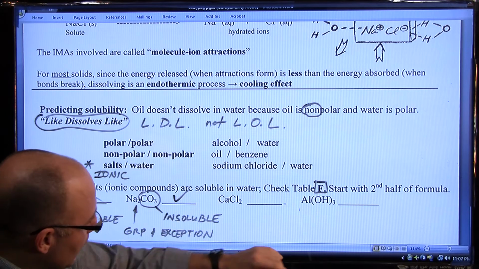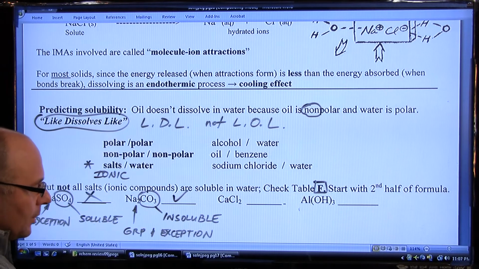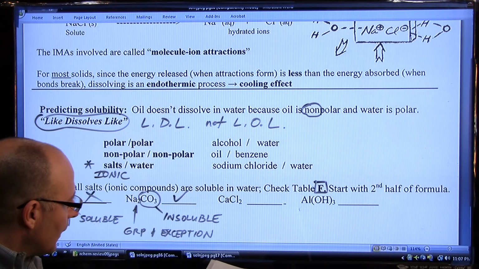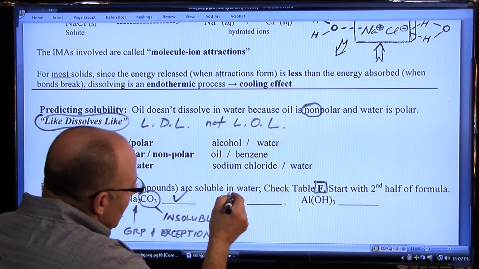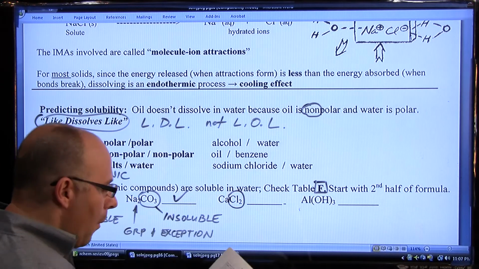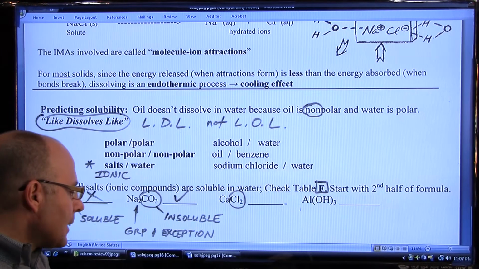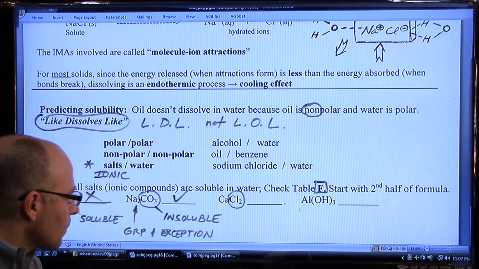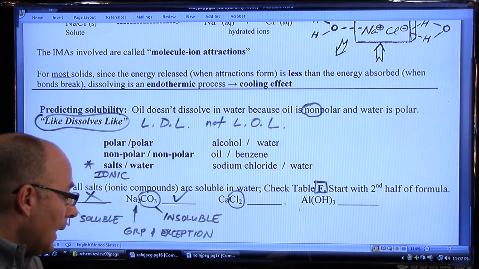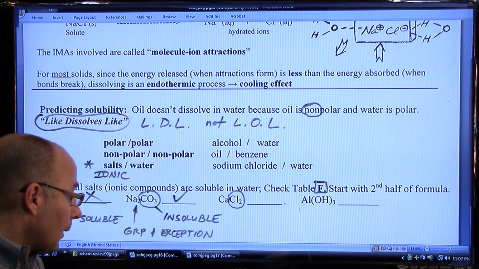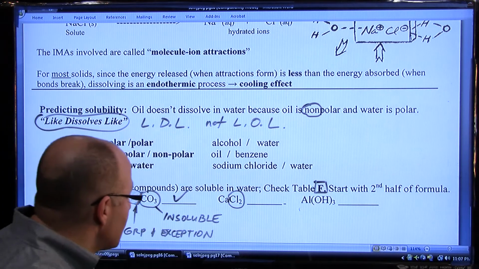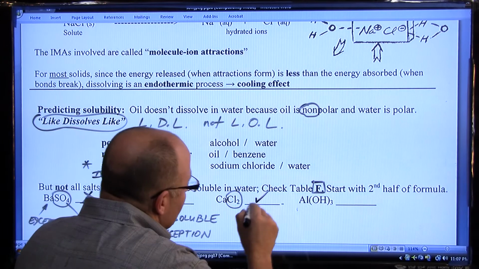All right, why don't you try doing the next two and see if you can figure it out using Table F. And you'll see that the CaCl2, again looking at the second half, you'll find the Cl minus ion, the chloride ion, under the halides on the left side of the table. And we're told that halides are ordinarily soluble with 3 exceptions, and clearly the Ca is not one of those exceptions, so that makes this soluble.